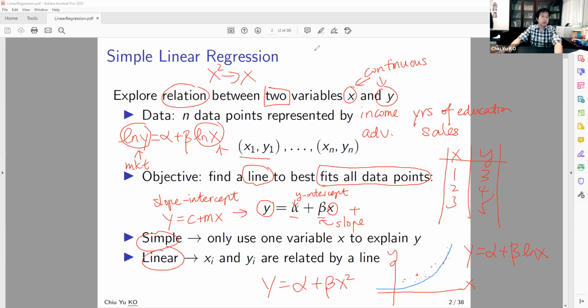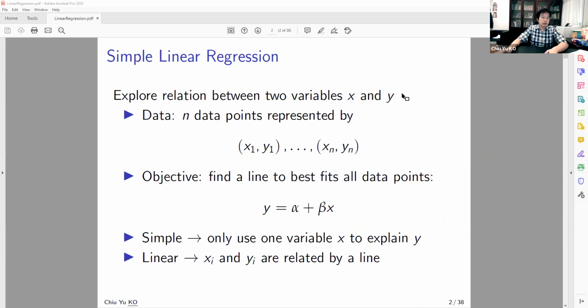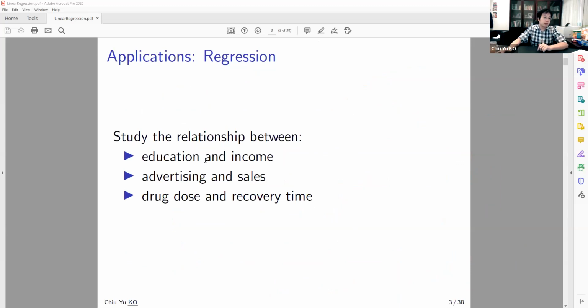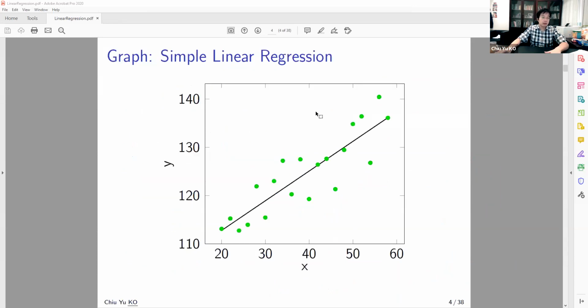No question, right? So I add one slide here just to say study advertising, sales, education, income, drug dose, and recovery time. There are many things I study, but anyway. So this is a simple linear regression. It means we have variables x and y, and we try to find a line that best fits this data, a line that fits it very well.